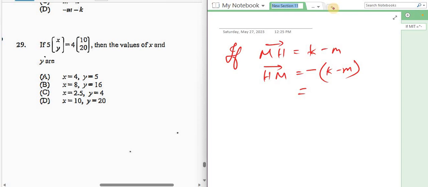So it'd be negative k, and then positive m. Yes, I got it right. So all you're going to do is just change the signs from the original. The k will become negative and the m will become positive. Follow, guys? Because vector mh is the negative of vector hm. Everybody's clear? Yeah.